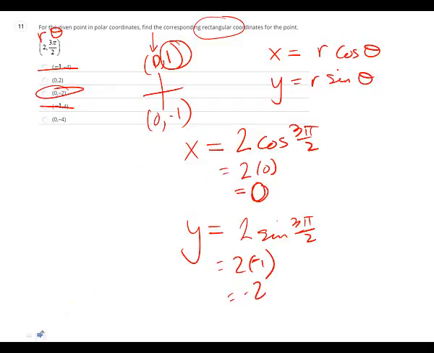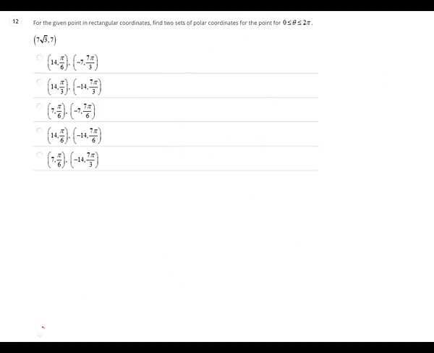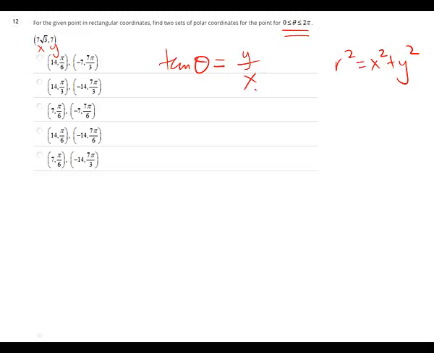Alright, we good with 11? Okay. Alright, for the given point in rectangular coordinates, find 2 sets of polar coordinates from 0 to 2 pi. This one is in rectangular, so it's in x and y. I need to put it in r and theta. I've got 2 formulas for that as well: the tangent of theta equals y over x, and r squared equals x squared plus y squared.